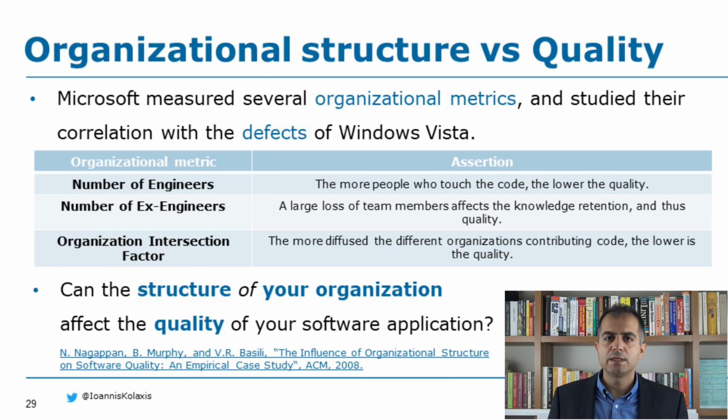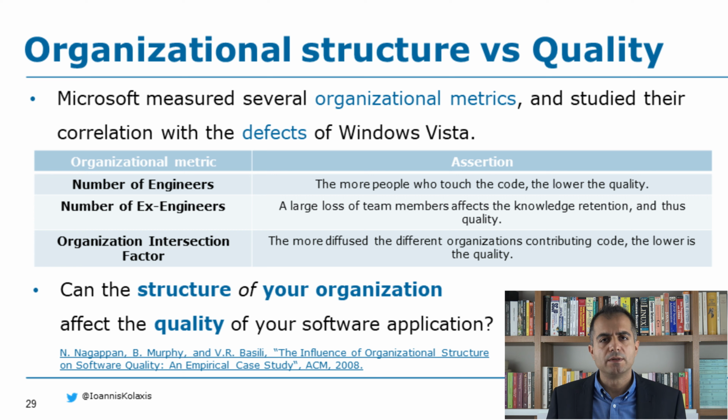But let's talk about organizational metrics for a moment. When I first heard this term, I was really confused. What is an organizational metric? First of all, it's the number of engineers that work for a software application. Microsoft assumed that the more people were on the team, the more people touched the code, the lower the quality would be.